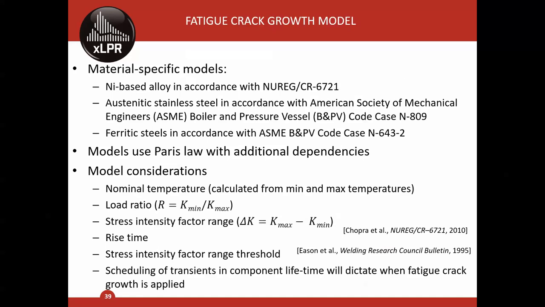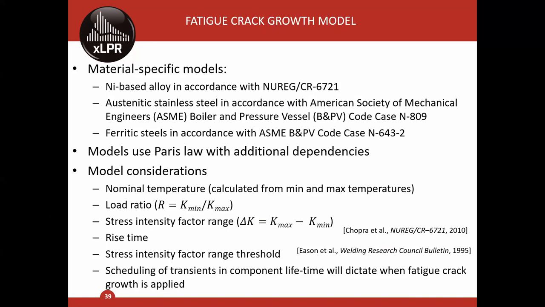Material-specific fatigue crack growth rate models are included for nickel-based alloys, austenitic stainless steels, and ferritic steels. Like the PWSCC growth models, the fatigue models are semi-empirical, with parameters developed based on laboratory tests. The bases for the included model forms are NUREG-6721 for nickel-based alloys, code case N-809 for austenitic stainless steels, and code case N-643-2 for ferritic steels. All three models are based on Paris' law, which is da/dN equals C delta K to the n.